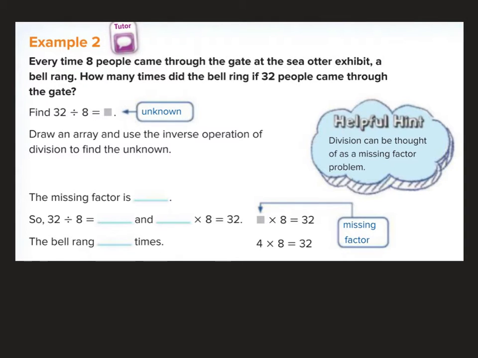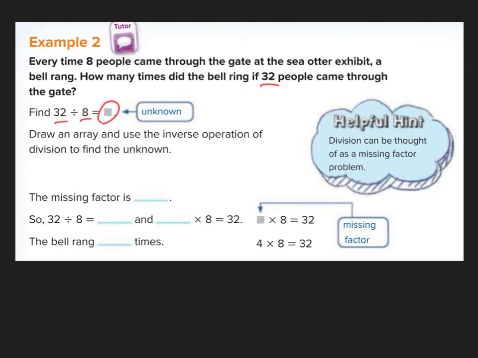All right, so every time 8 people came through the gate at the Sea Otter exhibit, a bell rang. How many times did the bell ring if 32 people came through the gate? Okay, so we need to find 32 divided by 8. It's going to equal our unknown. Draw an array and use the inverse operation of division to find the unknown.